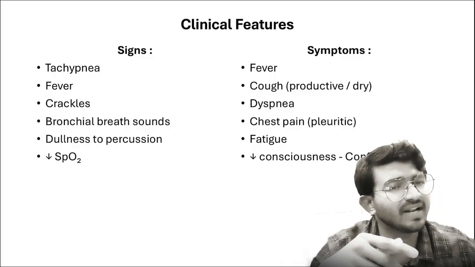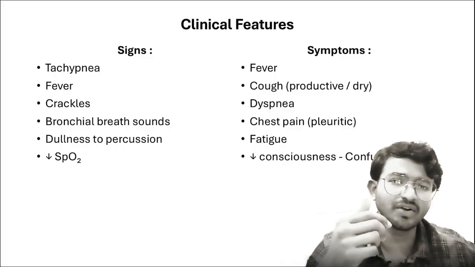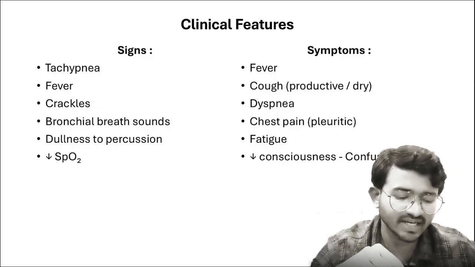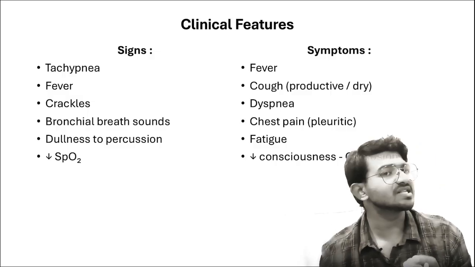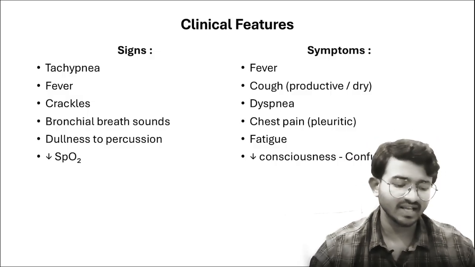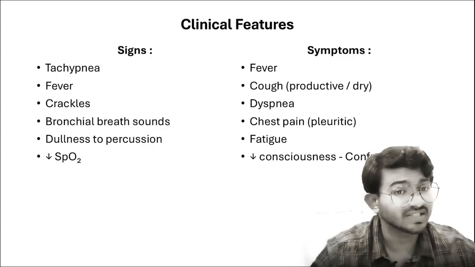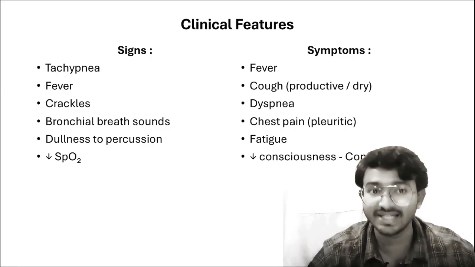The cough will be a dry cough, and if you are doing an X-ray, you can see diffuse infiltrates and extrapulmonary features like myalgia. Every muscle, the patient will get pain, and some diarrhea and confusion. So these are the atypical pneumonia clinical features.